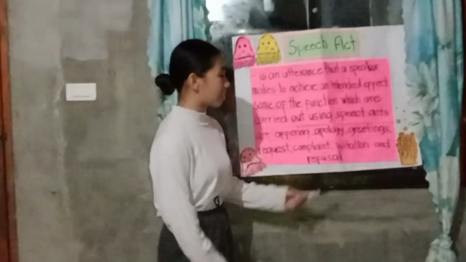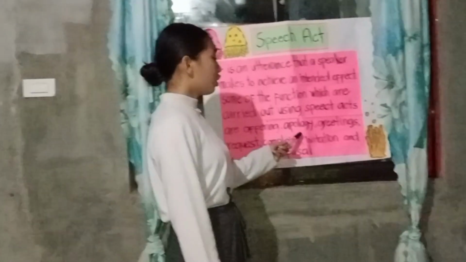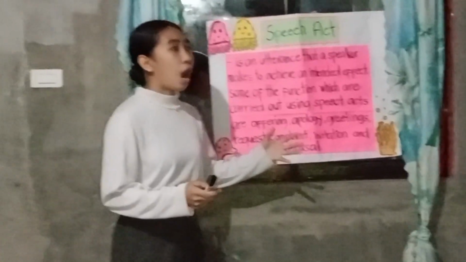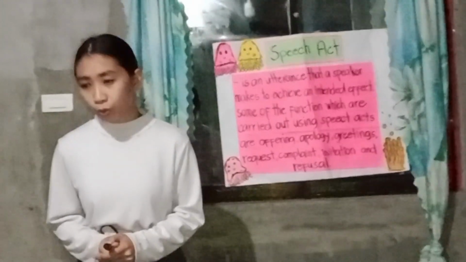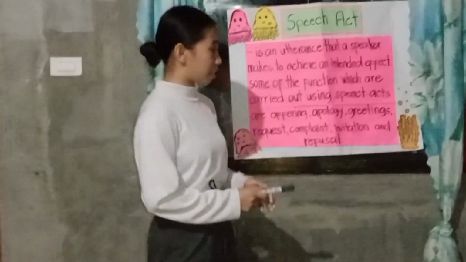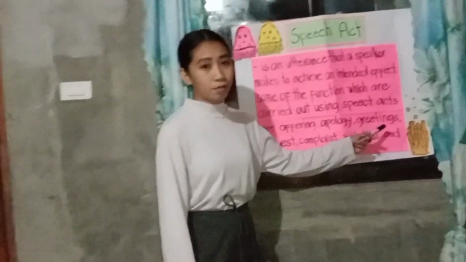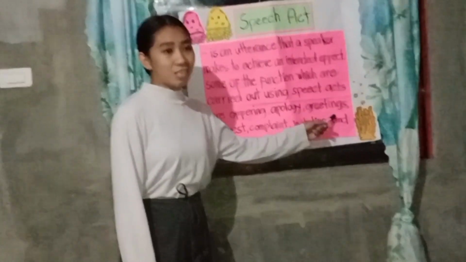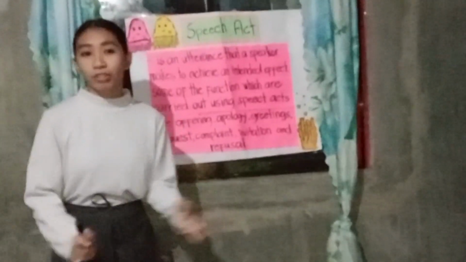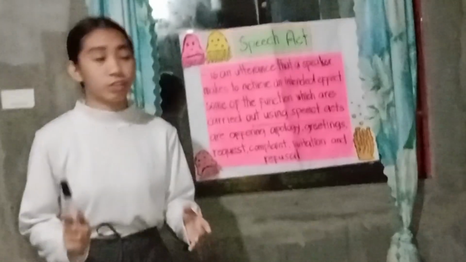Next is apology. When we are apologizing, how will we say it? We can say, I am sorry, or I will not do it again, or just say sorry. The next is greetings. When we are greeting someone, we could simply say, hi, good morning, good afternoon, good evening, or even good night.